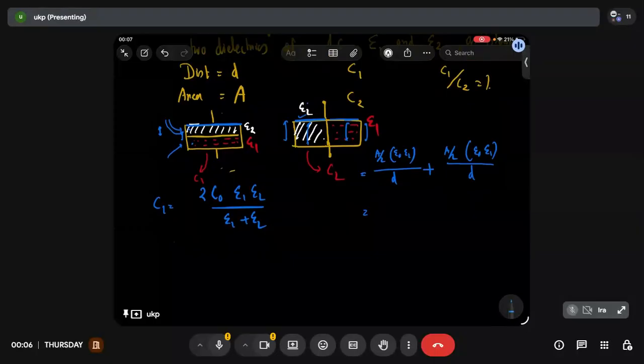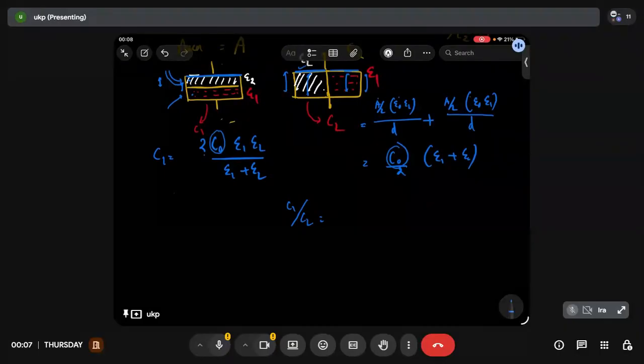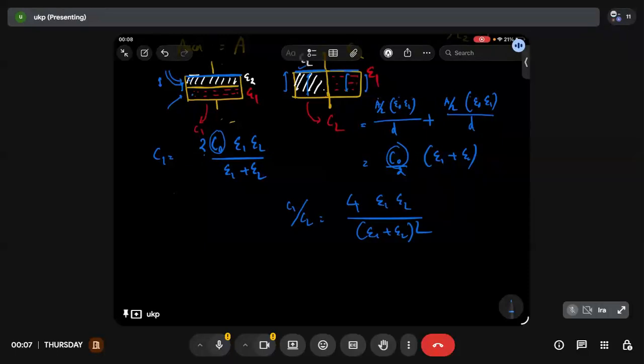So from here again, if I take a epsilon naught by d common, will I be left with C naught by 2 into epsilon 1 plus epsilon 2? Anyone confirm me once? Check and confirm. What was I supposed to find out? I was supposed to calculate C1 upon C2. When you do the ratio, C naught and C naught will be cancelled. 2 and half will become 4. So 4 epsilon 1 epsilon 2 divided by epsilon 1 plus epsilon 2 whole square. Okay? This problem came in 2025, 3rd April morning shift.